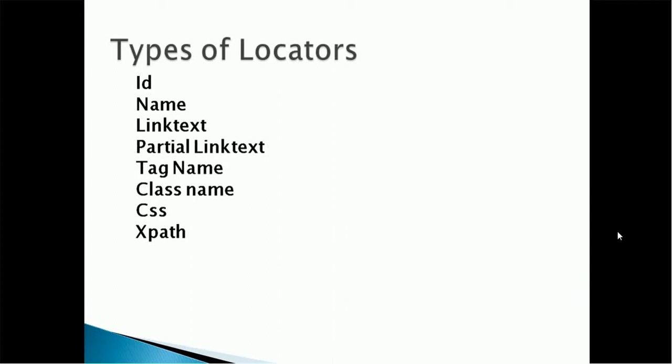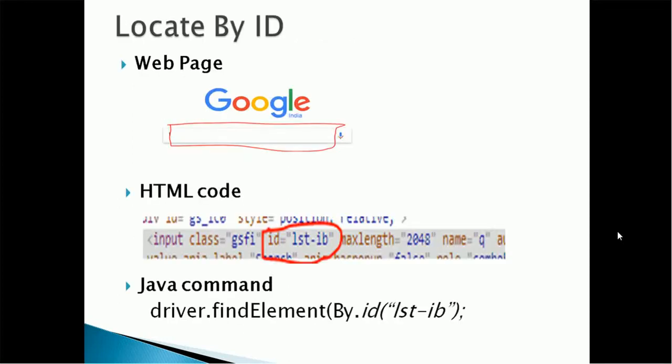Selenium has provided 8 different ways to locate an element. The first one is ID, then name, link text, partial link text, tag name, class name, CSS, and XPath. These are all the 8 different types of locators available in Selenium to interact with any web element. We have to use any one of these locators to perform some operation. We will explore those locators in detail.